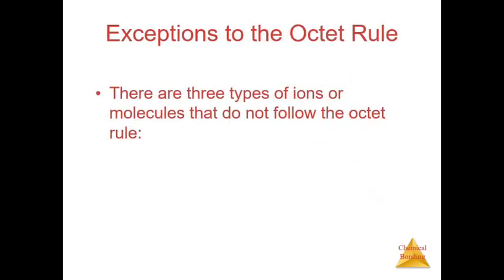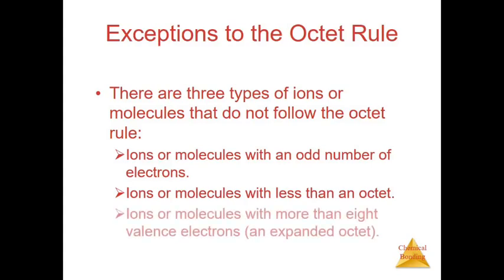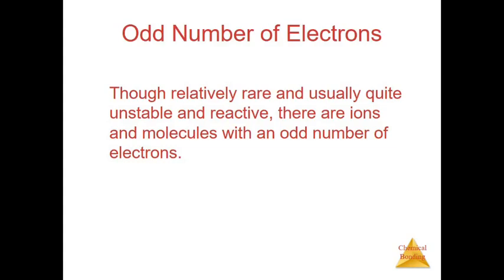Moving on to exceptions to the octet rule. There's 3 types of ions or molecules that do not follow it, and those are going to be those with an odd number of electrons, which we will just briefly talk about now, but I don't plan on giving you examples of those. Those that should have less than an octet, and those that will have more than an octet, we call it an expanded octet. Again, the odd number of electrons, which I don't plan on giving you. These are going to be very unstable. We're not going to talk much about those.